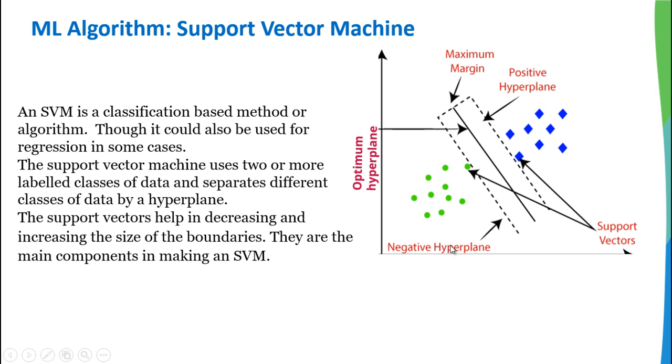The line in between is called the maximum margin. The margin between here and here is called the maximum margin. But the space line in between here is called the optimum hyperplane. The observations that are touching the edge of each hyperplane, either positive or negative, are called support vectors. So the support vector machine helps us to find the optimal hyperplane by which the data can be evenly separated. That is what it does.